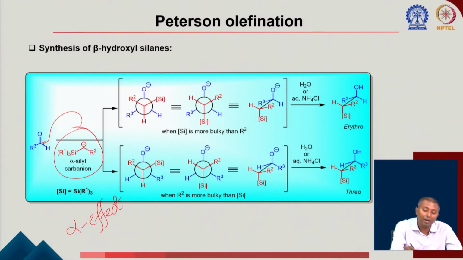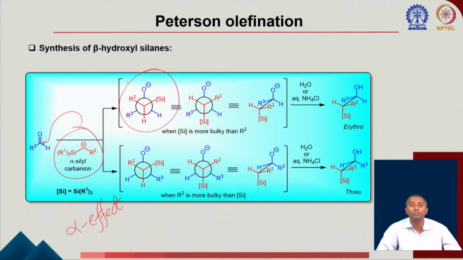So once you have this type of intermediate, there are important things, because in the last class I only talked about the formation of beta hydroxysilane. You give acid, you give base. You can see that in the case of acid we saw formation of the trans-selective olefin. If you give base, we have seen formation of the Z olefin or cis olefin.